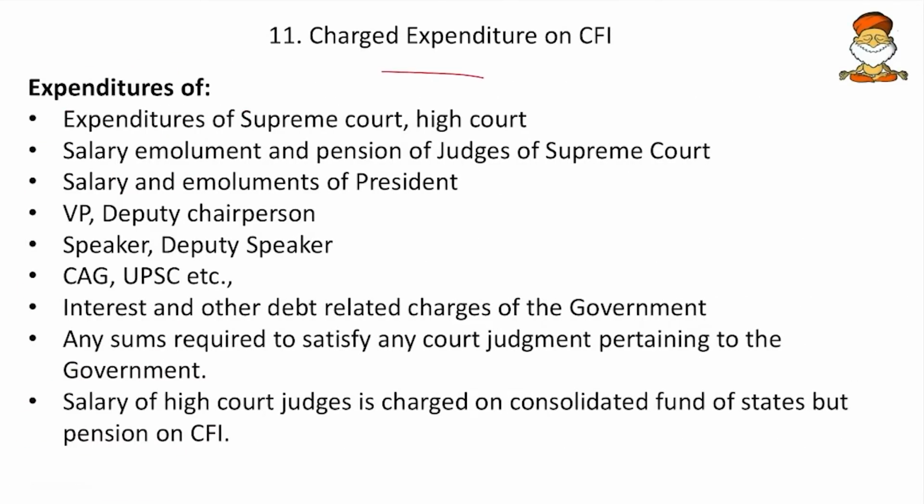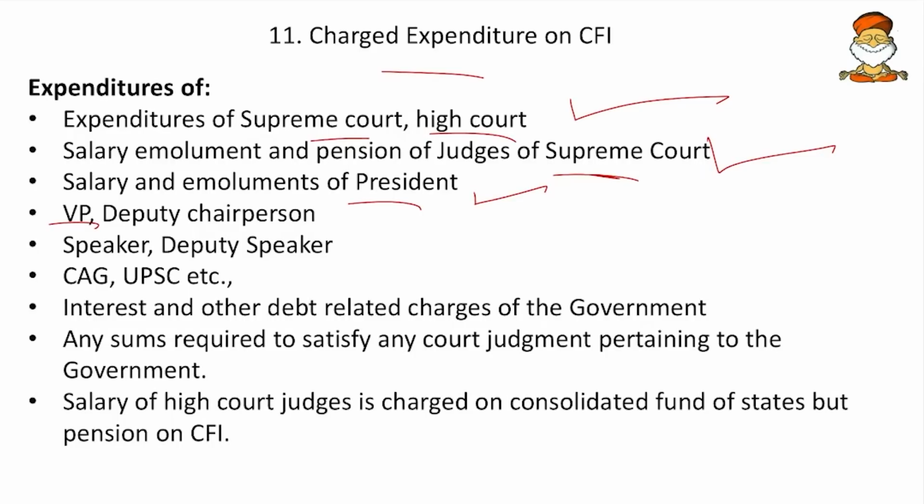And then we have the charged expenditure on the Consolidated Fund of India. A brief revision on which expenditures are charged on the CFI. The first is the expenditure of the Supreme Court and High Court. Obviously, the judiciary should be independent. Then salaries, emoluments and pensions of the judges of the Supreme Court, again for independence of the judiciary. Then salary and emoluments of the president, so that the president stays well above the executive. The president should not be blackmailed and controlled in the name of deduction of salaries.